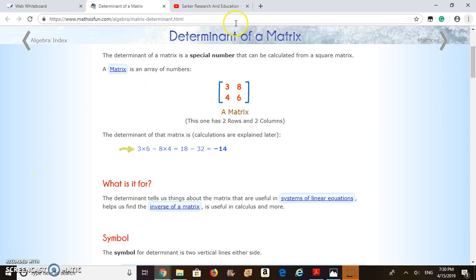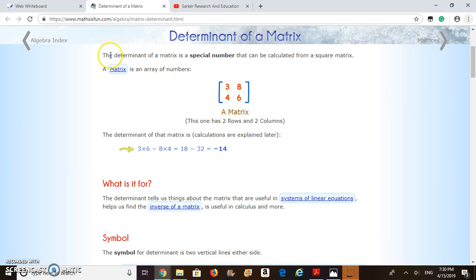So, what is a matrix? A matrix is an array of numbers. This is basically a rectangular arrangement of rows and columns. This matrix has 2 rows and 2 columns, so this is a 2 by 2 square matrix. A square matrix means it has an equal number of rows and columns. So the number of rows is 2 and the number of columns is also 2. For example, this matrix is denoted by A.